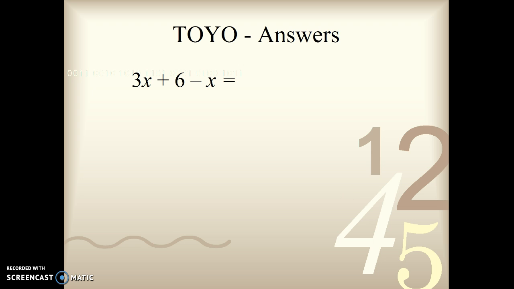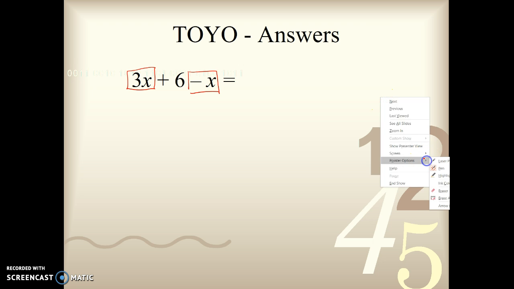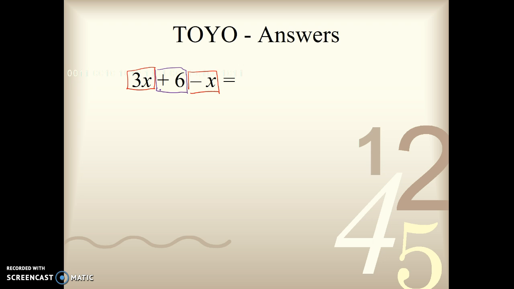Okay, 3x plus 6 minus x. Now we do have two different kinds of terms in this expression. We have terms with x, and we just have numbers. So let's go ahead and box those differently. Okay, now let's put our like terms next to each other. So I'm going to rewrite this 3x minus x plus 6. And then if I combine those, 3x minus x is 2x plus 6, and that is my simplified expression.